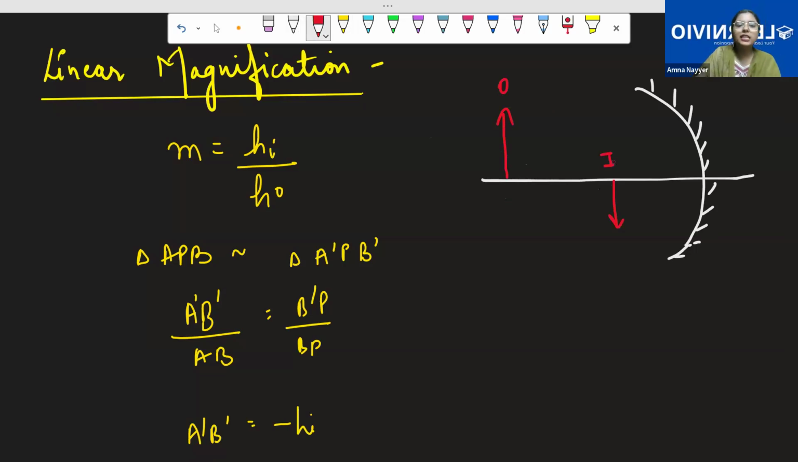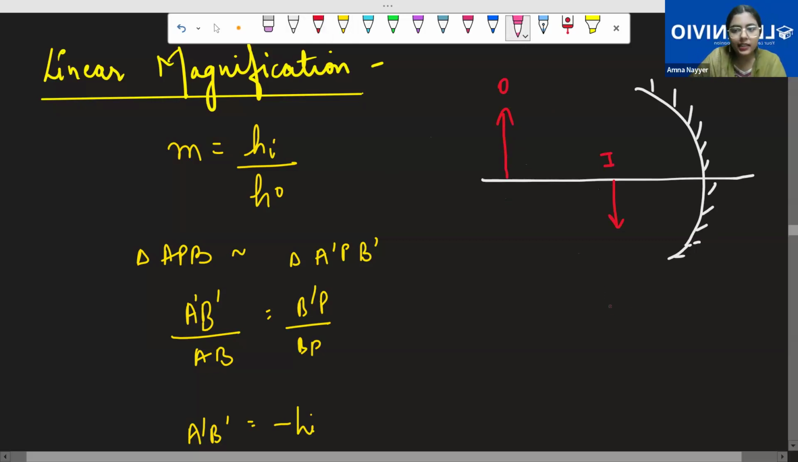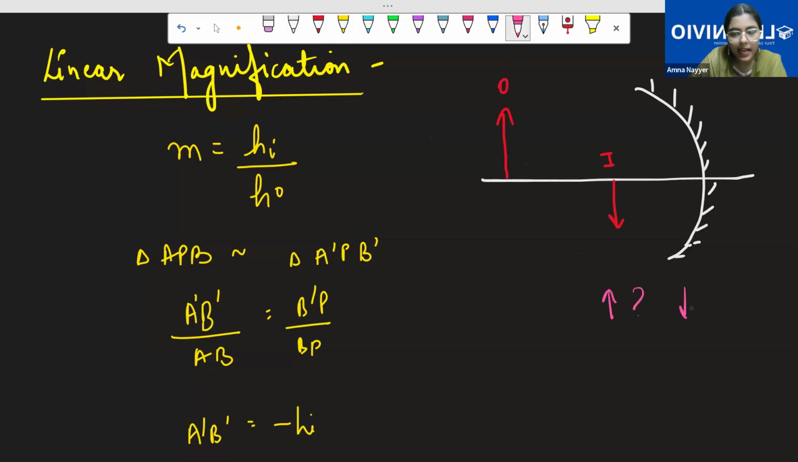Now, linear magnification is the ratio of their heights. Like how has the height changed? Has the height of the image increased or decreased? That is given through a quantity known as linear magnification. Using the whole concept of linear magnification, you will be able to tell many things: the size of the image, whether it's diminished, the nature of the image, the things that we write. Many things can be solved using this.